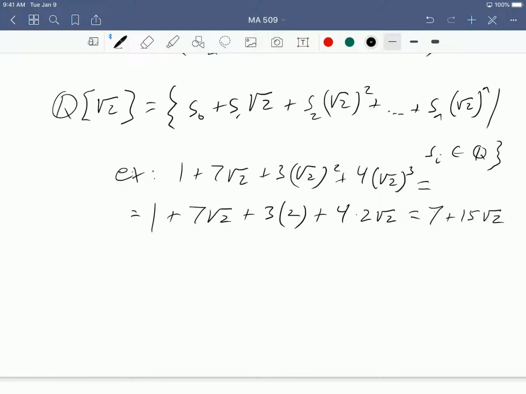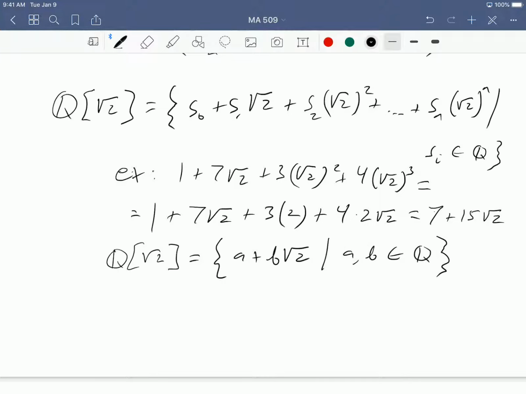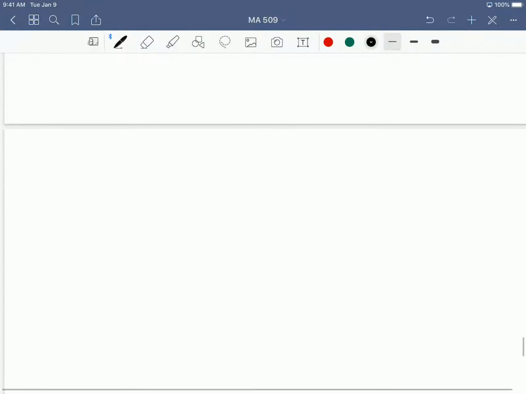Any power of root 2 I can bring back to either just 2 or some power of 2, or I might need a single root 2 in there. All right, so Q adjoin root 2. I can write it as all these polynomial expressions, allow any power you want to, but really when it comes down to it, I can simplify and allow only expressions of the form a plus b root 2. That's really all I need here. All right, let's try another one.